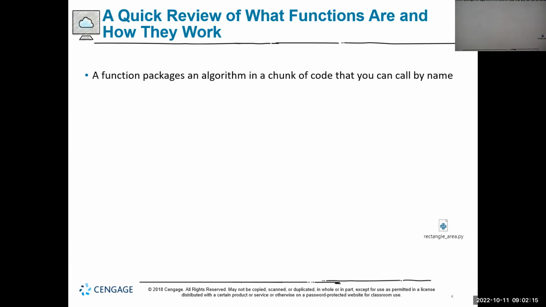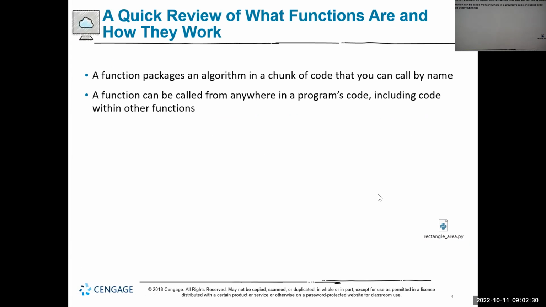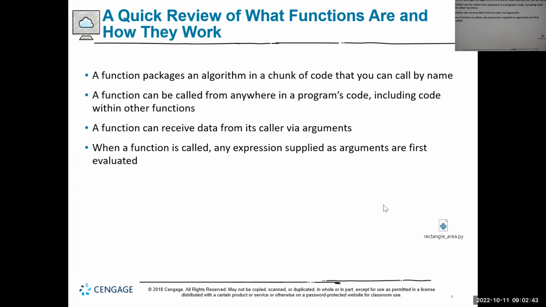A function is an algorithm, a chunk of code that you can call by name. The algorithm, what is it? An algorithm is a sequence of code that gives out a specific outcome, right? A function can be called from anywhere in program code, including code within other functions. A function can receive data from each call via arguments, and when the function is called, any expression supplied as an argument is first evaluated. And a function may have one or more return statements.